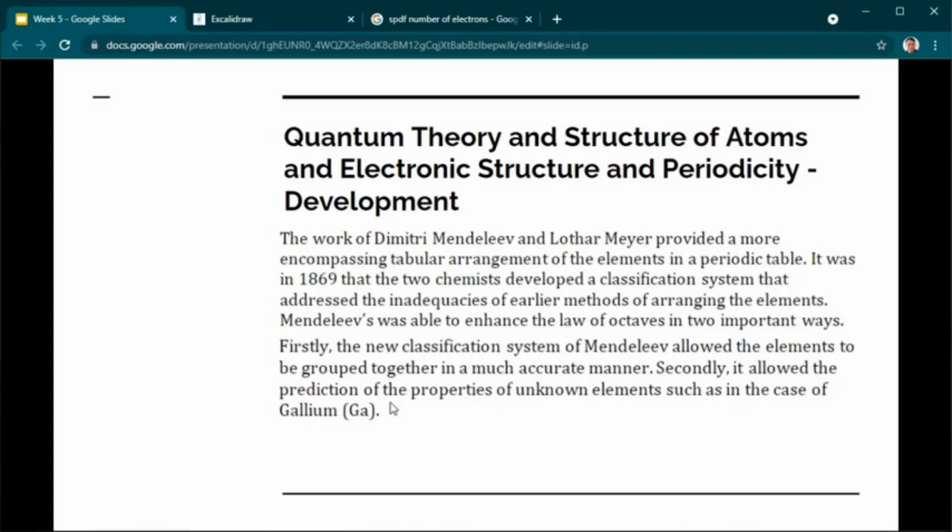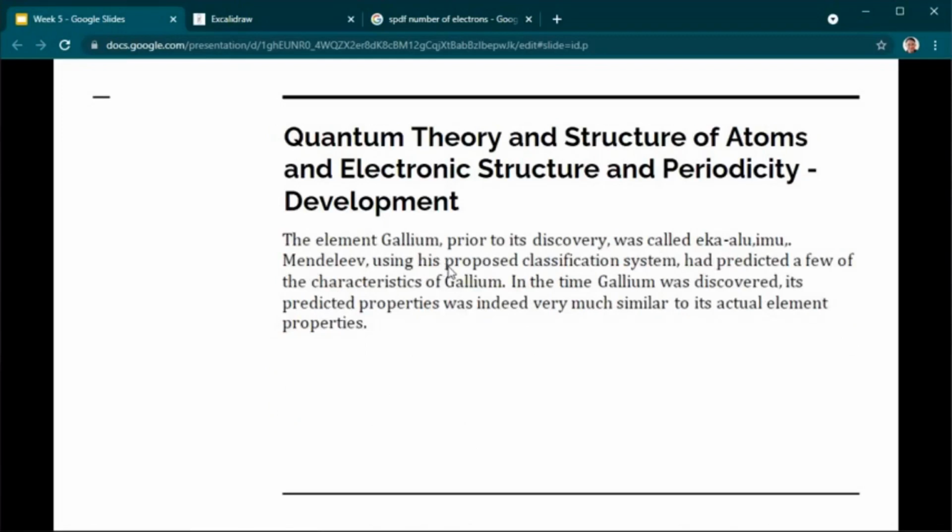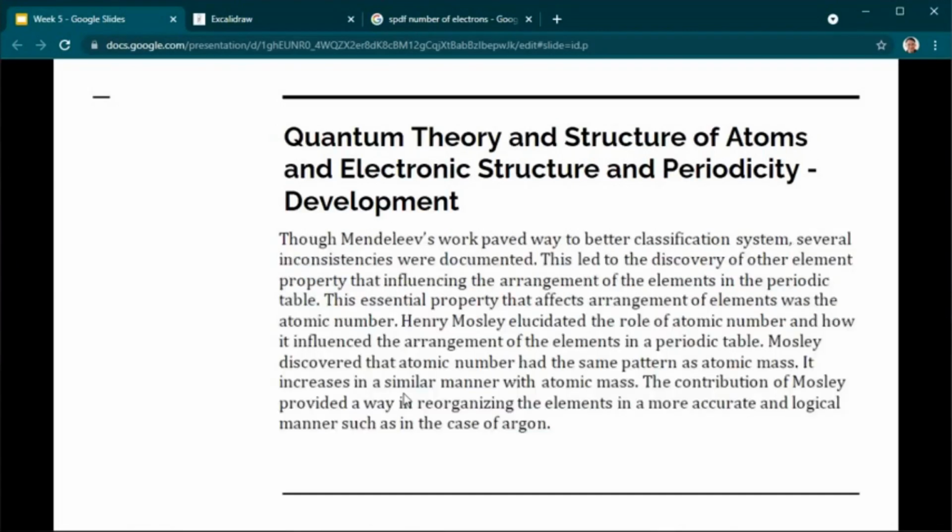Secondly, it allowed the prediction of the properties of unknown elements, such as in the case of gallium. The element gallium, prior to its discovery, was called Eka-aluminum. Mendeleev, using his proposed classification system, had predicted a few of the characteristics of gallium. When gallium was discovered, its predicted properties were indeed very similar to its actual element properties.